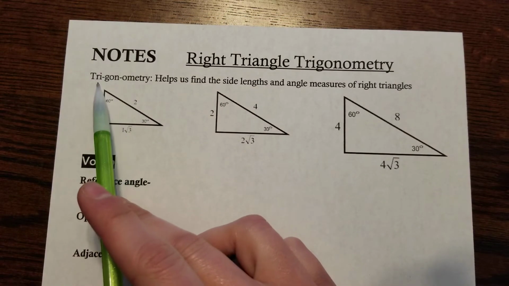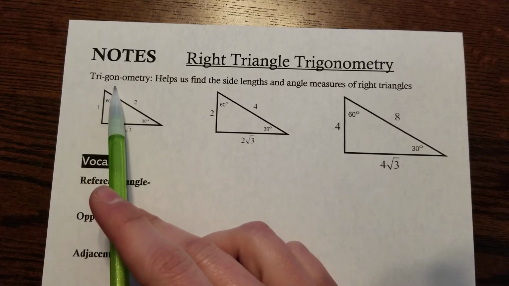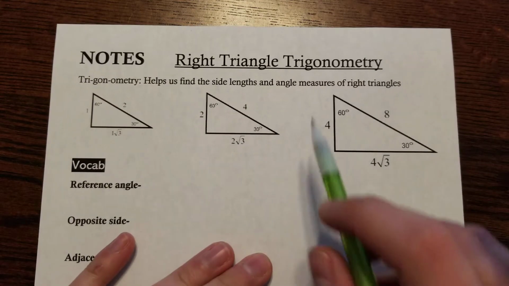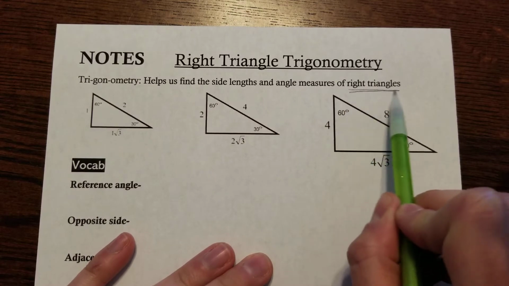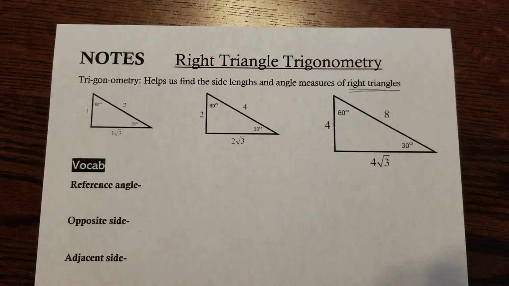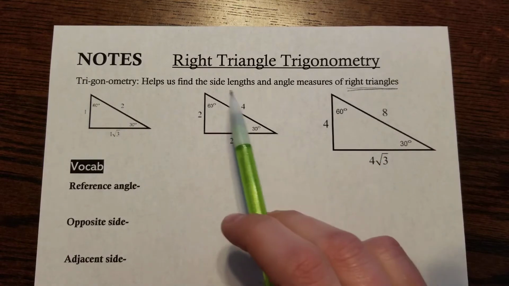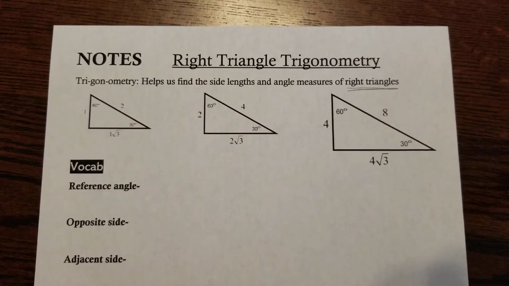So trigonometry, tri is 3. Gon is sides, metry is measure. So we're actually finding measurements of three-sided shapes, which are triangles, and we are going to be focusing on right triangles. So most trig only applies to right triangles, so that's where we're going to be focusing. So it's going to help us find side lengths and angle measurements of right triangles.